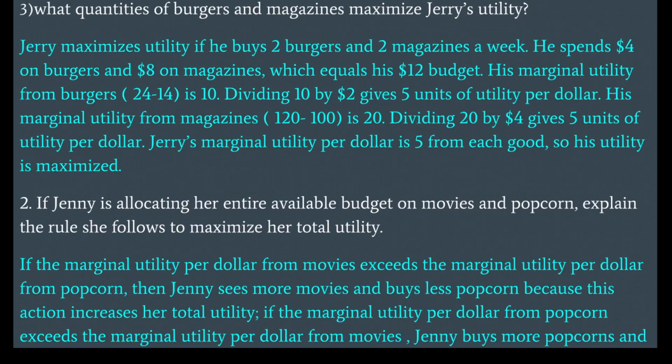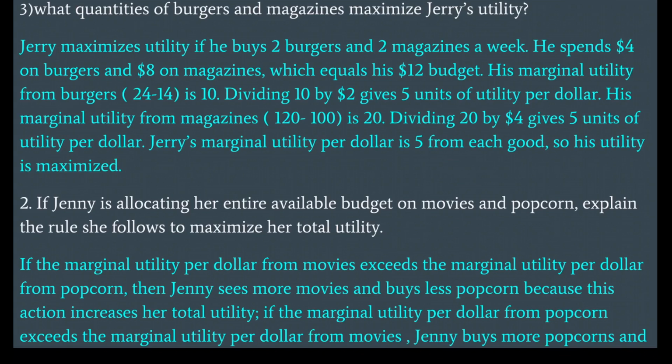What quantities of burgers and magazines maximize Jerry's utility? Jerry maximizes utility if he buys 2 burgers and 2 magazines a week. He spends $4 on burgers and $8 on magazines, which equals his $12 budget. His marginal utility from burgers is 24 minus 14, which is 10. Dividing 10 by $2 gives 5 units of utility per dollar.